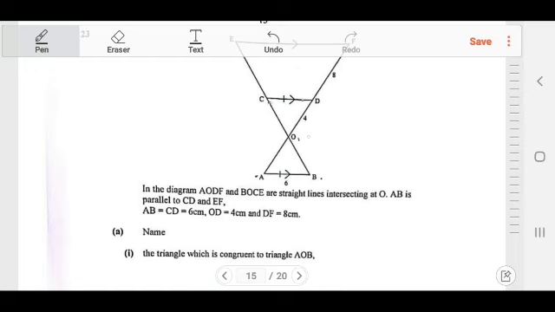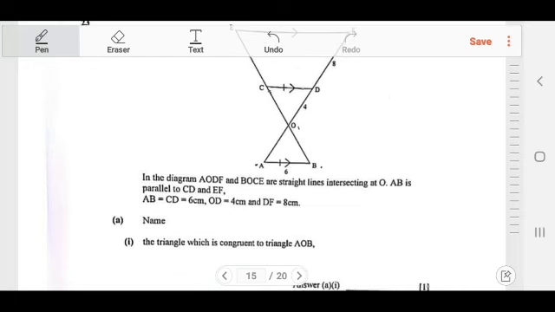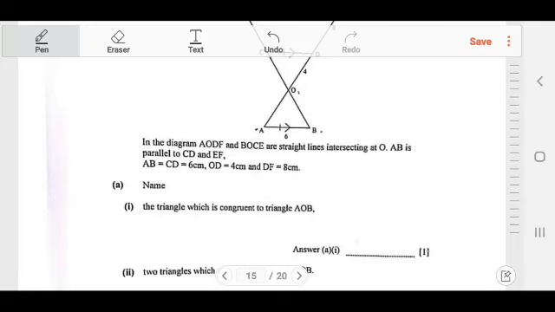If you look at this one, we have angles that match there, because we have alternate angles and a vertically opposite angle, and then one side which is equal. So we are going to say AOB is congruent to DOC.